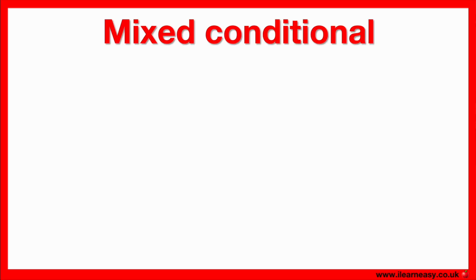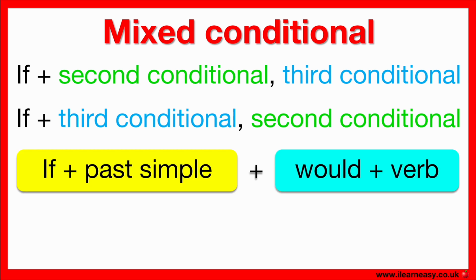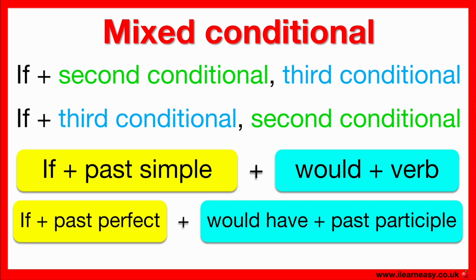A mixed conditional is a type of conditional sentence that combines two different time references. This is usually with the second and third conditional. These are used when the condition and the result refer to different times. The most common are if, the second conditional, followed by a third conditional, or if, third conditional, followed by the second conditional. Remember, this is the structure for the second conditional, and this is the structure for the third conditional.